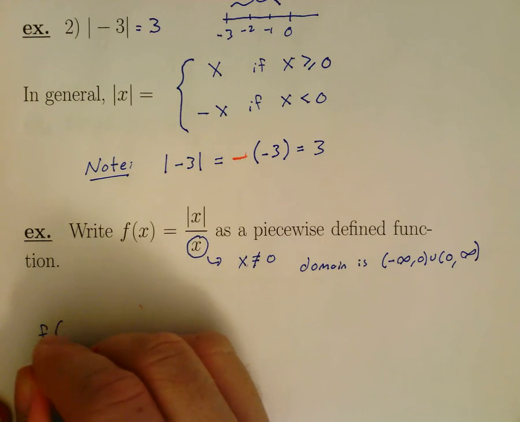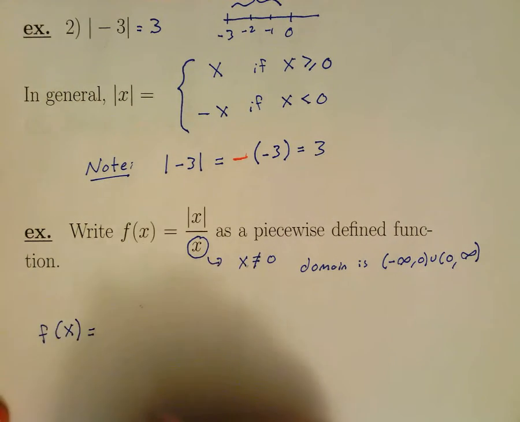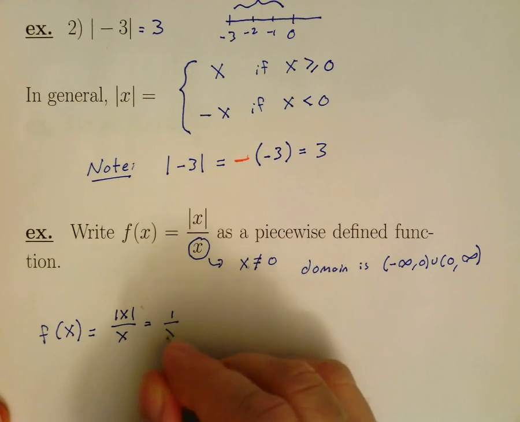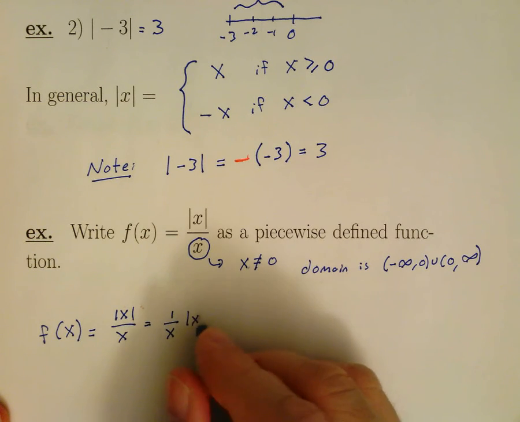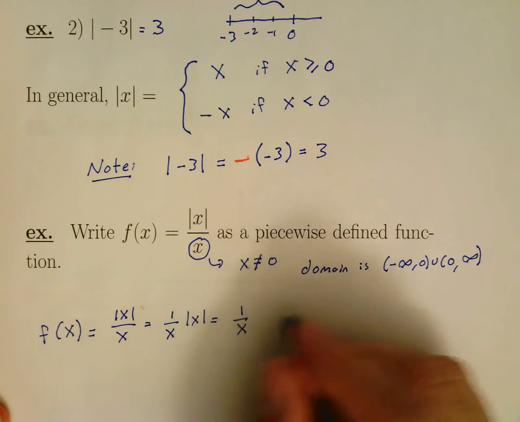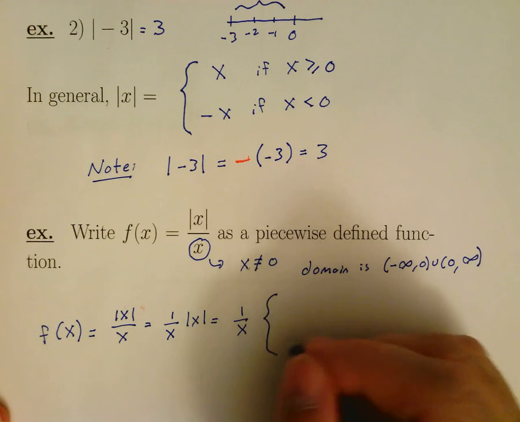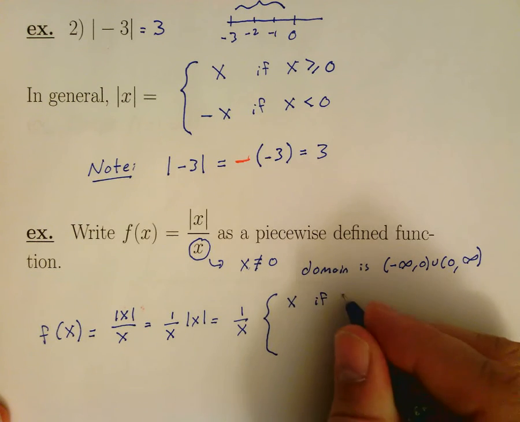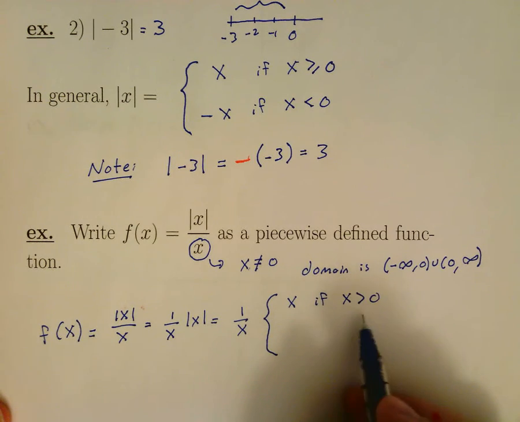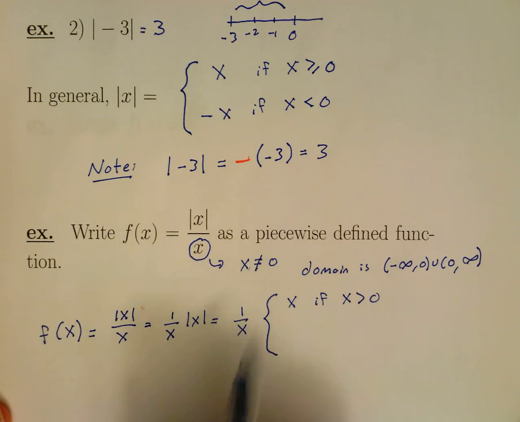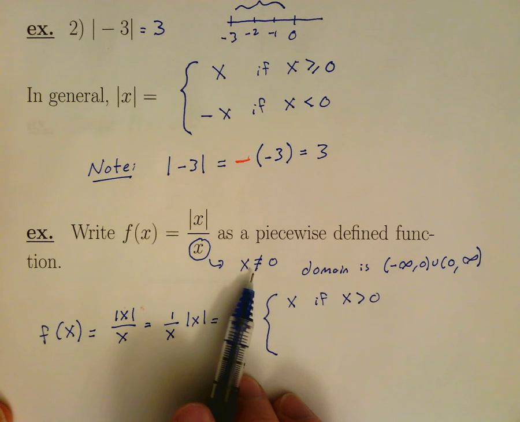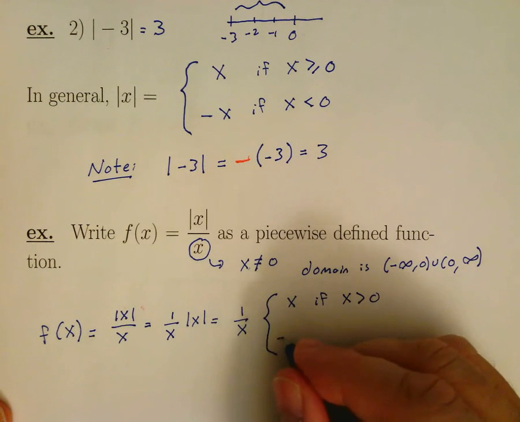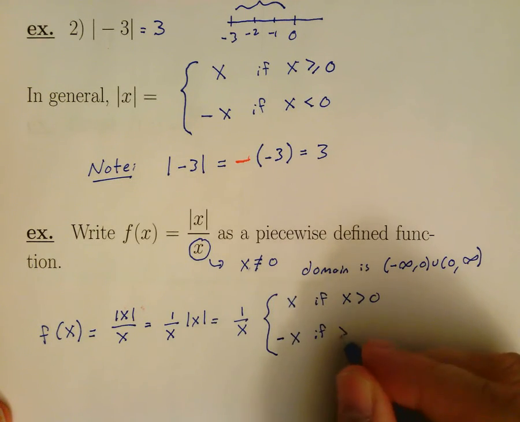So f of x is going to be equal to the absolute value of x over x, which is the same thing as saying 1 over x times, remember the definition of the absolute value of x, that's just going to be 1 over x times, now I have this piece, that's just going to turn into x if x is greater than 0. Now notice I don't put the equal sign. You may say, why didn't I put the equal sign there? It's because I cannot have 0, right, because of the domain. So that restriction changes this a little bit. And negative x if x is less than 0.